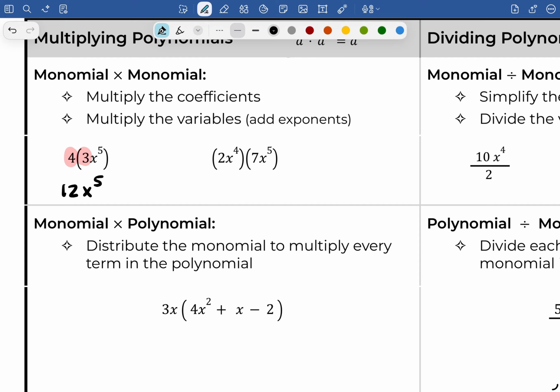When we look at the next one, same thing, we can find our coefficients. 2 times 7, what does that give us? 14. And this time, we definitely have some stuff we can do with the x's. So we have x to the power of 4 times x to the power of 5, which means that we are adding those together, which will give us x to the power of 9.